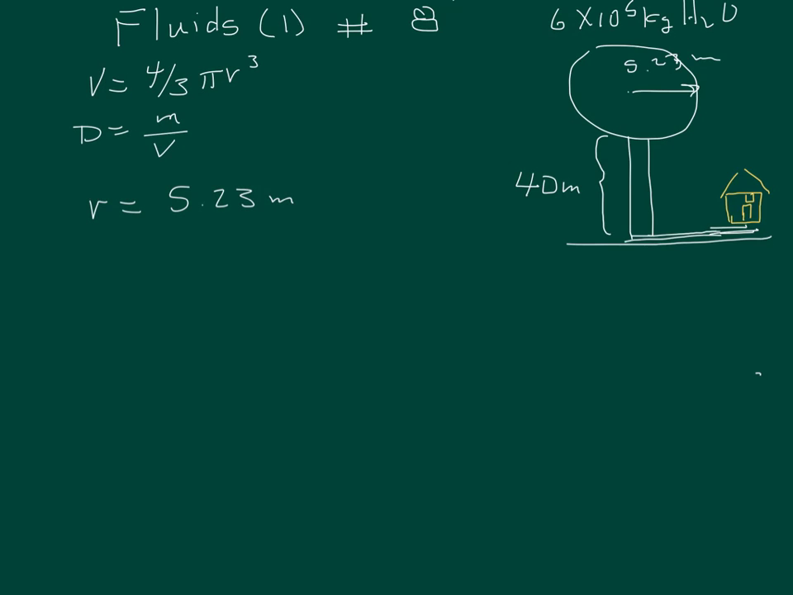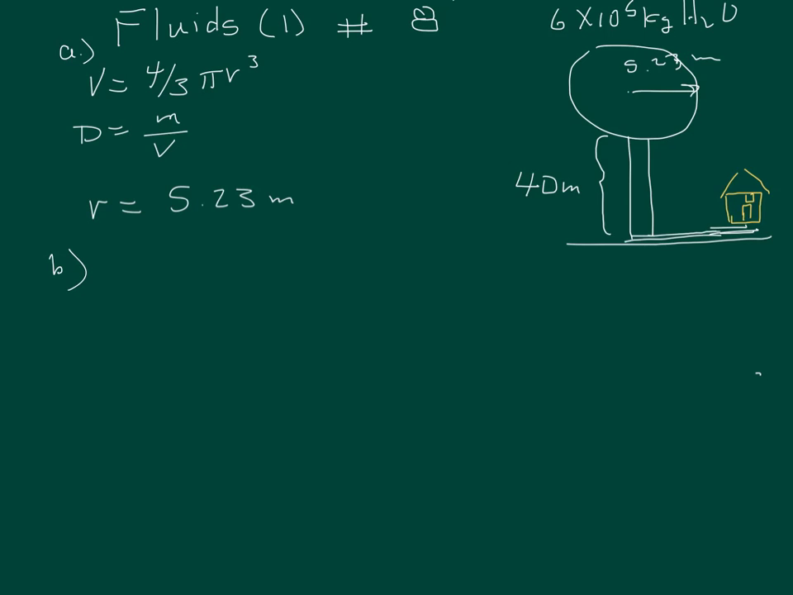The second part of the problem, B, is more interesting. This is the A part, B. B says in a typical water tower, the shape of the sphere, the bottom of the sphere would be 40 meters, 120 feet above the ground. What would be the faucet pressure in a house located at ground level?